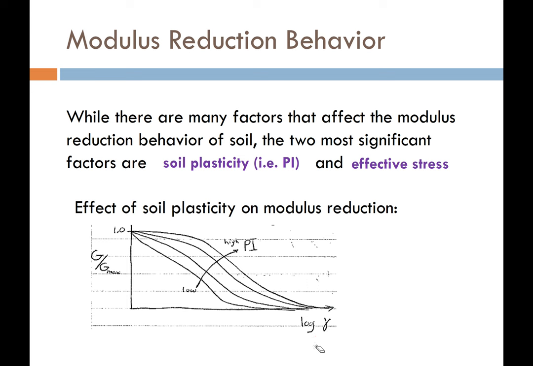Now, if I take just a given value of shear strain, I may get this value of G over G max if I have a really low plasticity index. Conversely, I may get this value of G over G max if I have a really high plasticity index. So the trend that we see is that increasing the plasticity index for a given strain is going to increase my G over G max ratio. It's going to cause my modulus reduction curves to shift to the right and up.